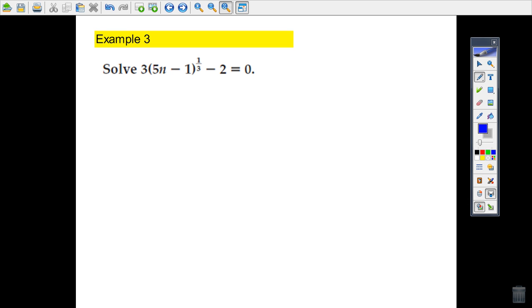Divide by 3 because of the 3 in the front. But then you're still going to have to deal with this -2, right? So let's add 2, and then let's do the dividing by 3. Because we're going to try to get this radical alone, the 1/3 part. So to do that, I'll add the 2 first. And now I'll divide by the 3.